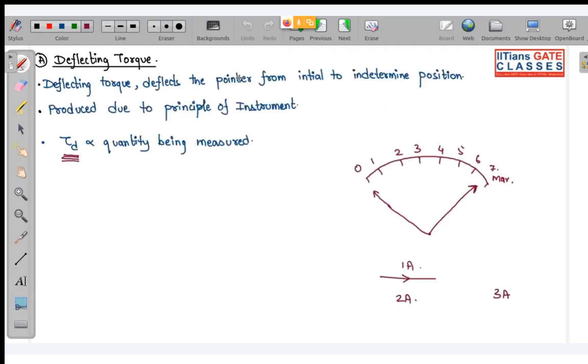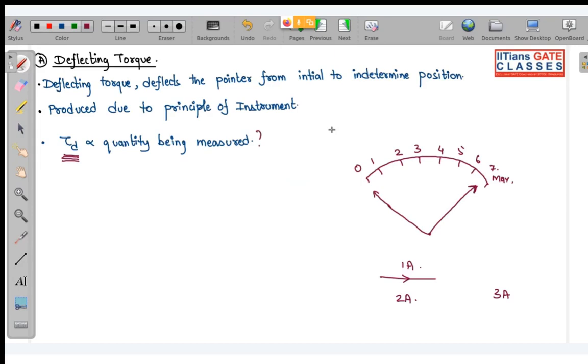Now you might have questioned me one thing. Sir, you are telling tau d is proportional to the quantity being measured, and then you were telling that whatever the value, it will just push the pointer to the maximum value. Then how are you saying so, sir? You could have questioned. Can anyone answer? Is it because of the controlling curve?